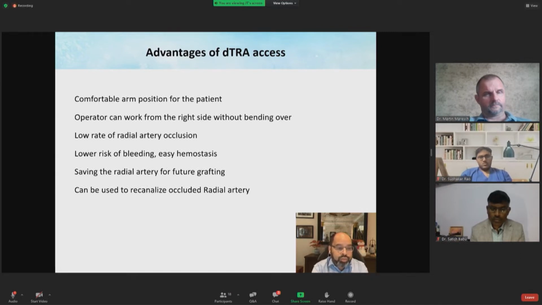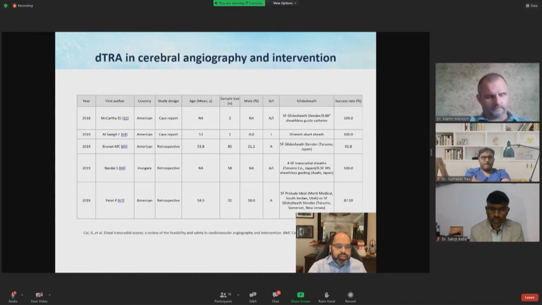There is a low rate of radial artery occlusion. There is lower risk of bleeding because we have easy hemostasis. You have the option of saving the radial artery for potential future grafting. And in fact, the distal trans-radial access can be used to recanalize a radial artery that's been occluded from a previous procedure. Thanks to all this, there has been good uptake of this technique, not just in cardiology, but also in other fields such as interventional neuroradiology. This table shows you different publications where they have used distal trans-radial access for cerebral angiography and intervention.